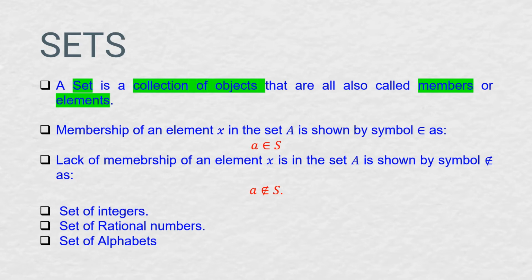A set can be of anything. A set can be a set of numbers like integers, rational numbers, real numbers. It can be a set of alphabets, and it can be a set of anything.